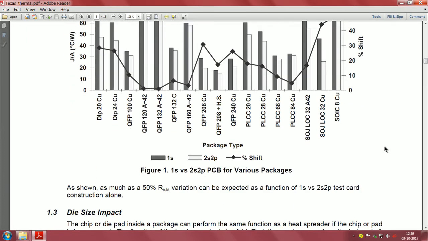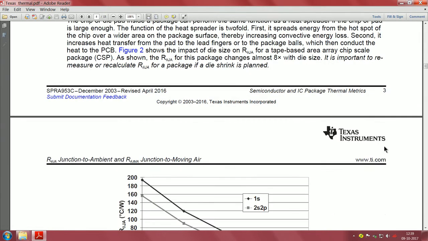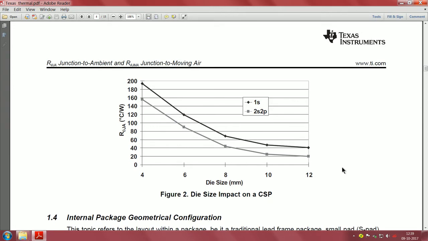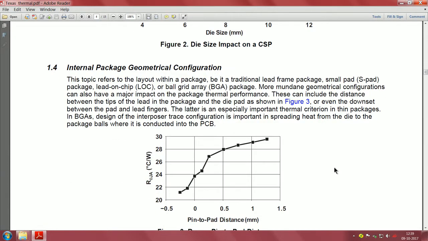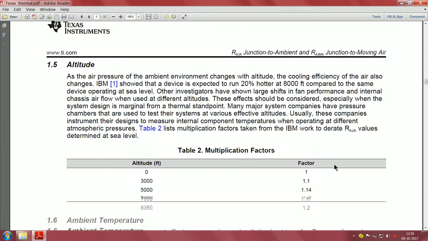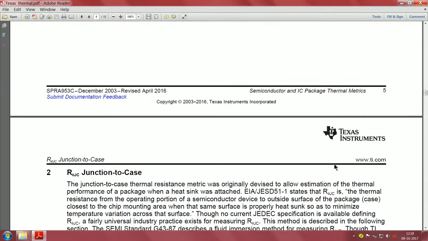So, it is more for you to read about it, saying we have a die impact, and then slowly we come to here. If the die size is small, and geometry configuration saying pin to pad distances, every known material has been formulated and given here. So, it will be easy for you if you can just try to read up these things.